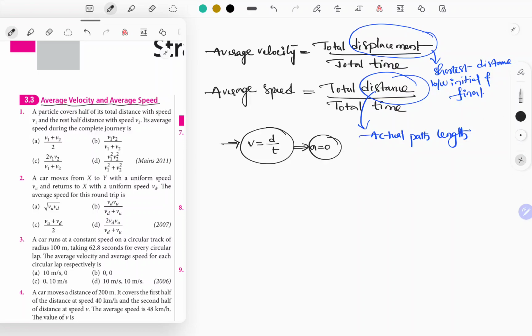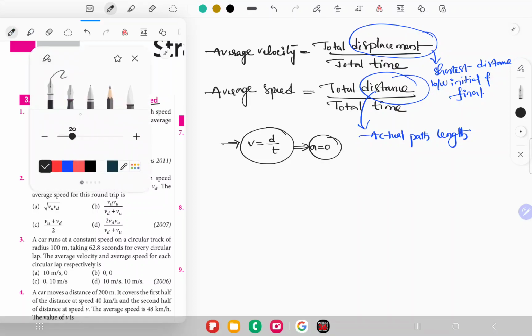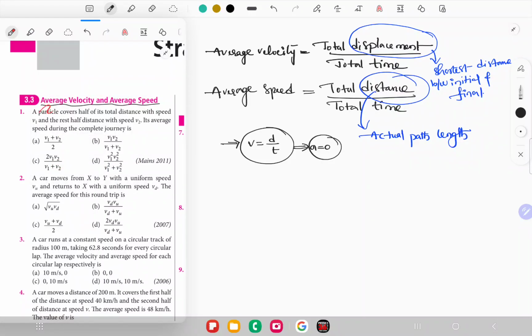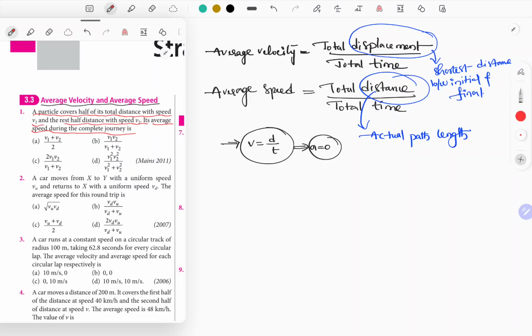What is the very first question they are asking? A particle covers half of its total distance with a speed v1, the rest of half of the distance with a speed v2, and they are asking the average speed. Which formula do I have to use, first formula or second formula? Second formula. They are asking average speed. But they said the particle covers half of the total distance, but they didn't mention the total distance. Then you have to imagine what the total distance is.